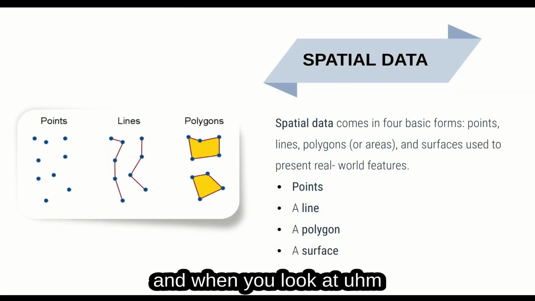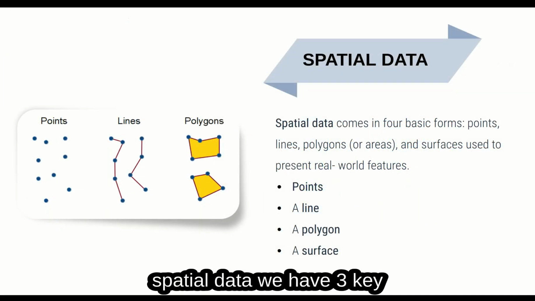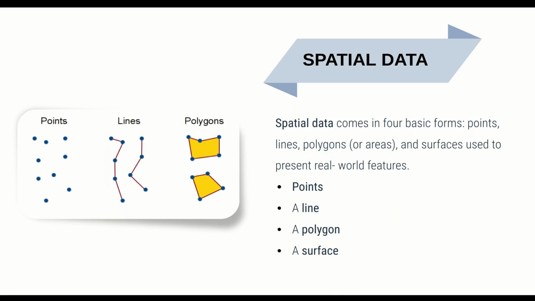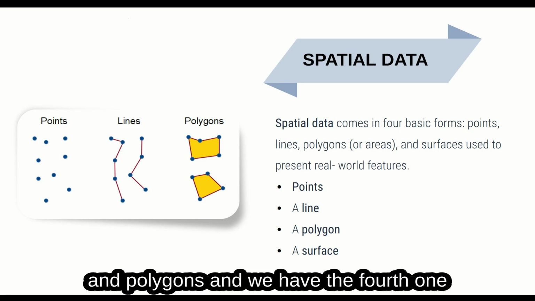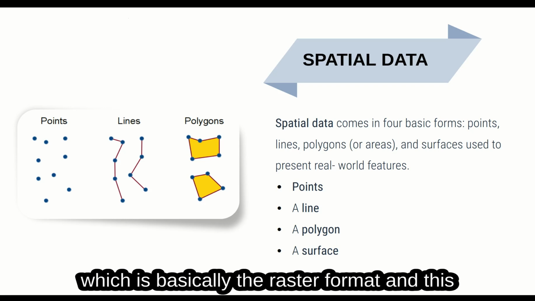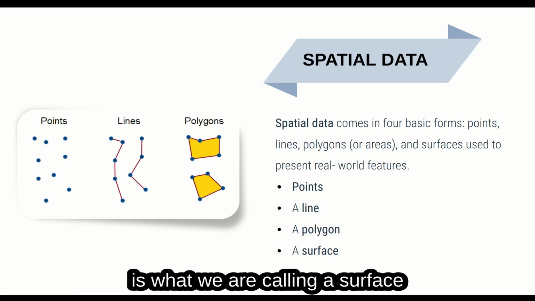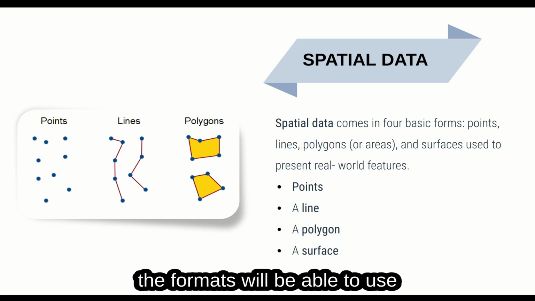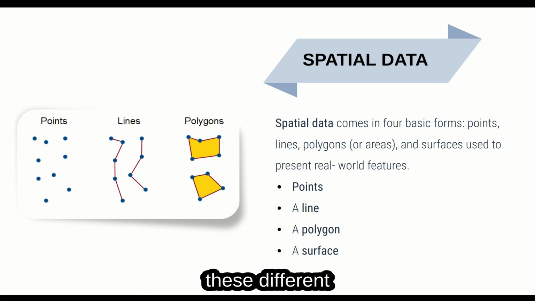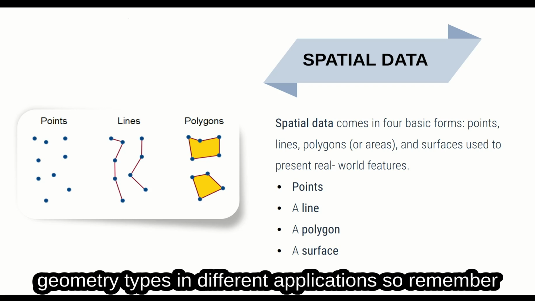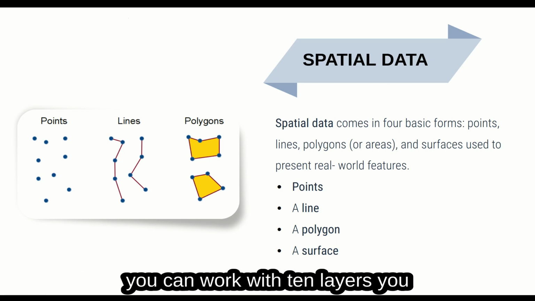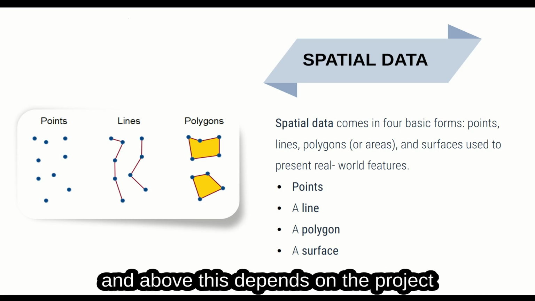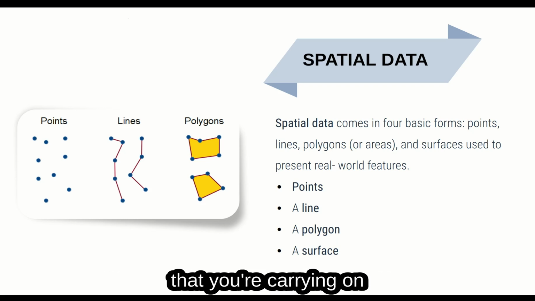And when we look at spatial data, we have three key geometry types, and these are points, lines, and polygons. And we have the fourth one, which is basically the raster format, and this is what we are calling a surface. So you're going to see all this and how it works. In terms of the formats, we'll be able to use these different geometry types in different applications. So remember, you can work with 10 layers, you can work with 5 layers, you can work with 20 layers and above. This depends on the project that you are carrying on.